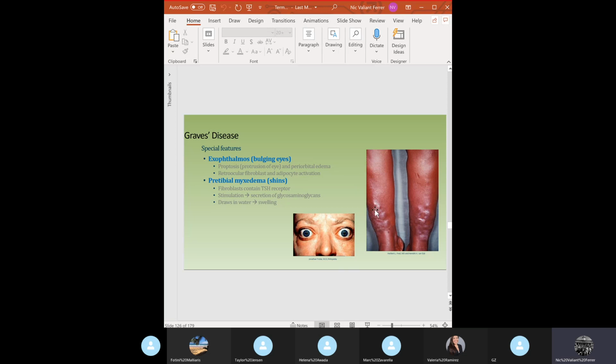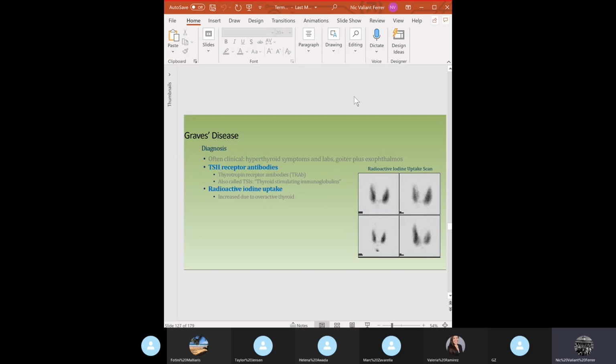This is your shin bone, right? And you can see this one here. These are fibroblasts, right? Deposition of fibroblasts on your shin bone, which stimulates the secretion of GAGs, glycosaminoglycans. And these GAGs draw in water. That's why you have swelling. So Graves' disease: exophthalmos, pretibial myxedema.